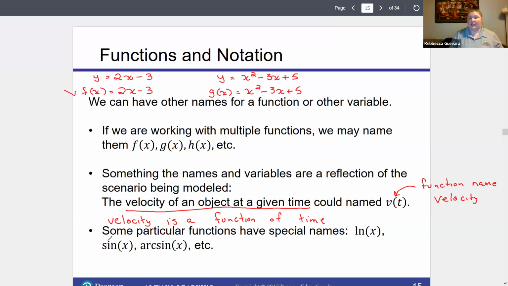We also sometimes have very specialized names for functions. You may or may not see these ones, but just in case, some of these we will see actually. This one we will see, so this is a natural log function. If we see ln of x, we know that this means we're doing a natural log. Same as these ones. This is the sine of x. You could have an arc sine of x. There are lots of other ones, but these are just specialized names of functions that do something very particular.